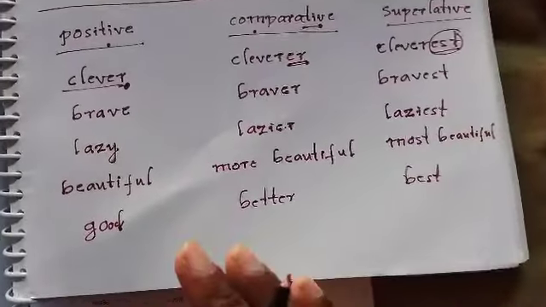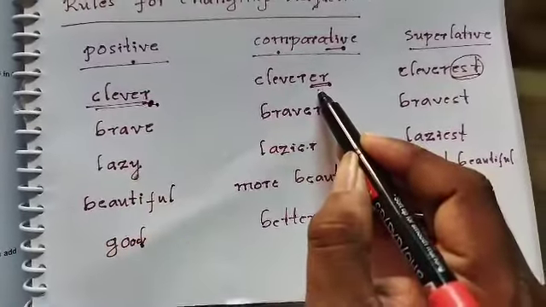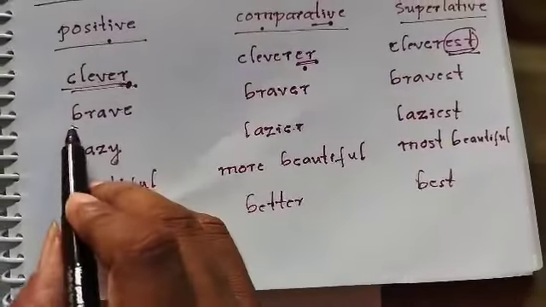So in a simple way, clever is the adjective. If you add er, it becomes the comparative degree. If you add est, it becomes the superlative degree. Next, let's see braver.